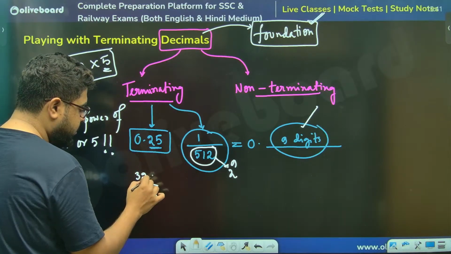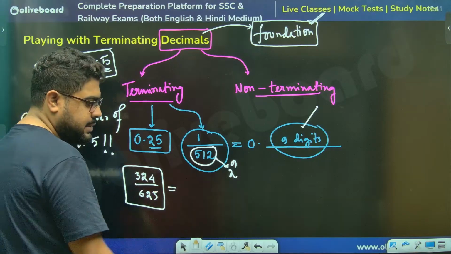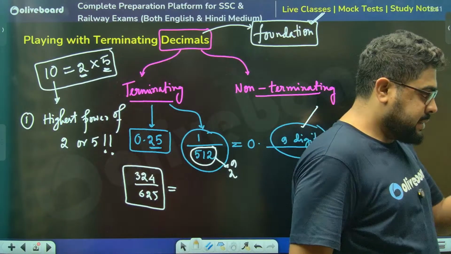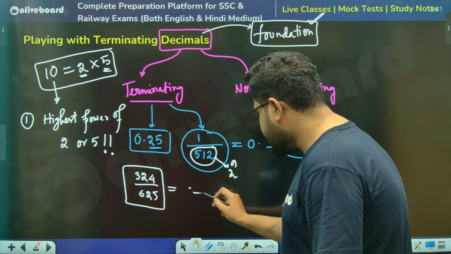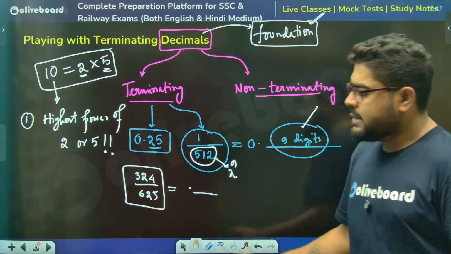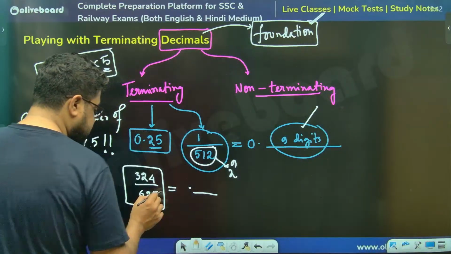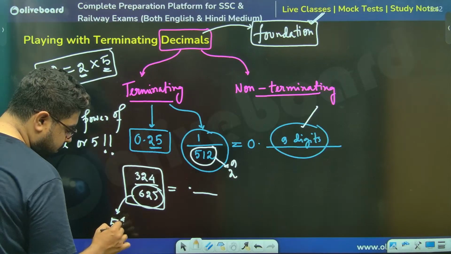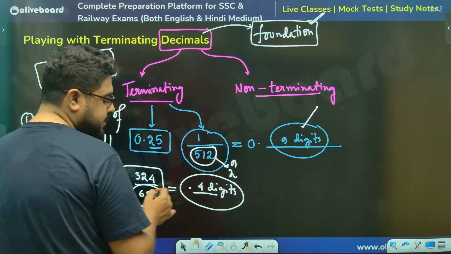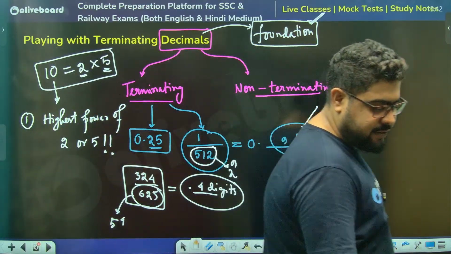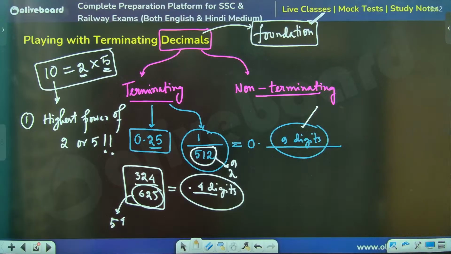So 324 by this. Tell me, everyone, what is going to be the number of places after the decimal sign? 625 stands for 5 to the power 4. So there will be 4 digits after the decimal sign. Absolutely, Sagar, very good. Everyone, you are getting my point. Is this clear? Anywhere you get any doubts, just ask.